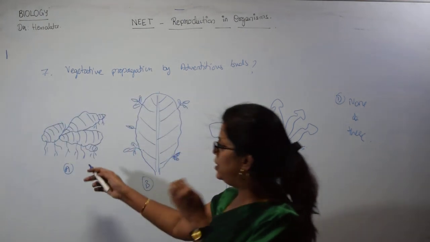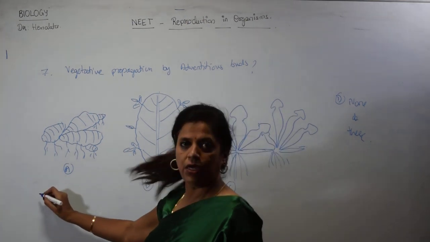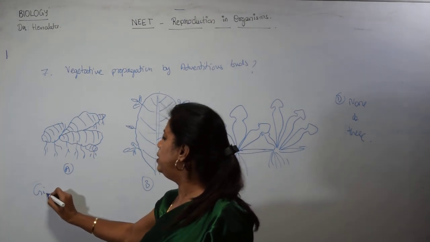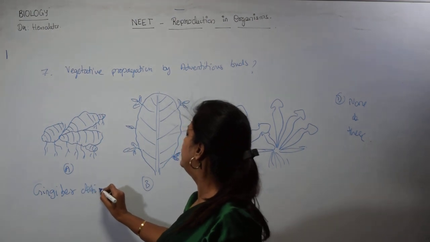See, first diagram A is given. You can make out very clearly, it is a diagram of a ginger. Right? So ginger's biological name is Zingiber officinale.